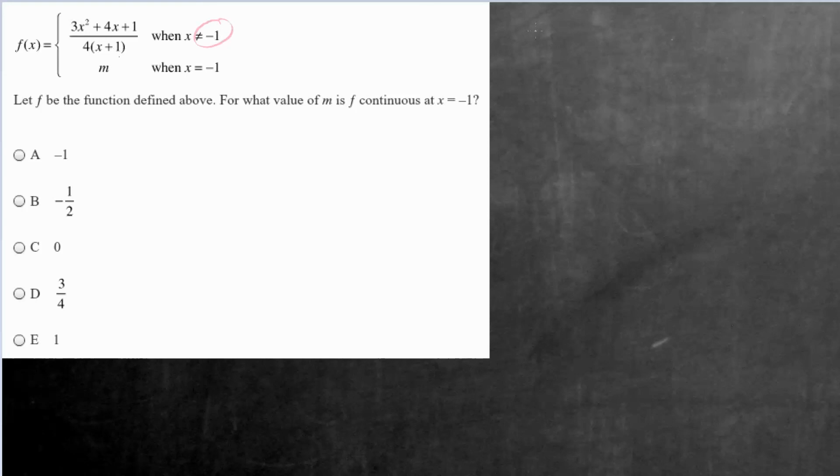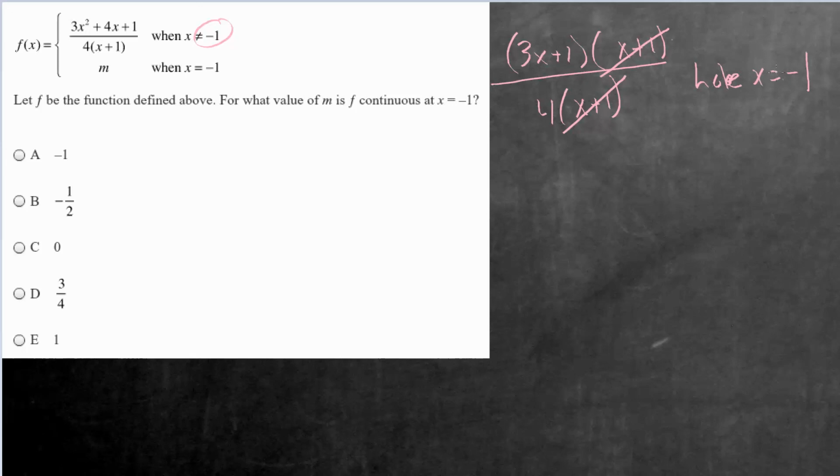So we want to try to factor. The numerator there factors into 3x plus 1 and x plus 1 over 4 times x plus 1, which means we had a hole where x equals -1. So now I can put the hole in. So when x is -1, I get -2/4, which would be the value I needed m to be for it to be continuous.